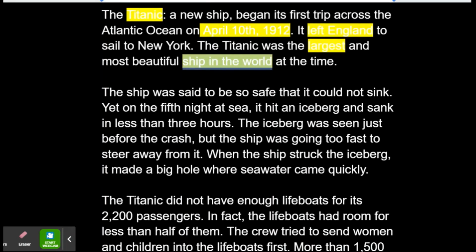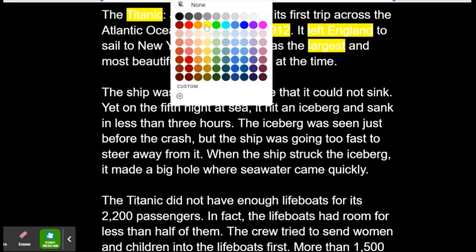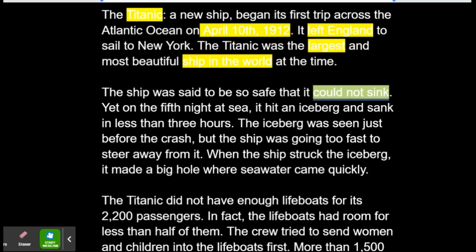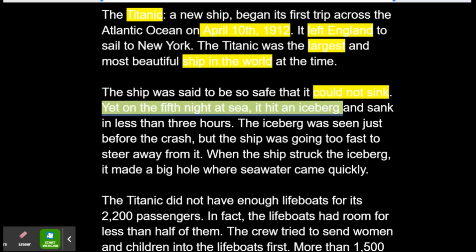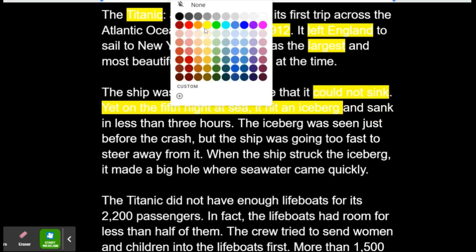So for the next paragraph, I need to think about what's really important. Well, I think it was really important that people believed the Titanic could not sink. So I'm going to highlight that. And then when did it happen? Well, I think I'm going to highlight all of that bit. It was the fifth night at sea. And why did it happen? I'm going to highlight it hit an iceberg. And then what happened is what I'm going to look for next. So I'm just going to highlight that word sank. It sank.